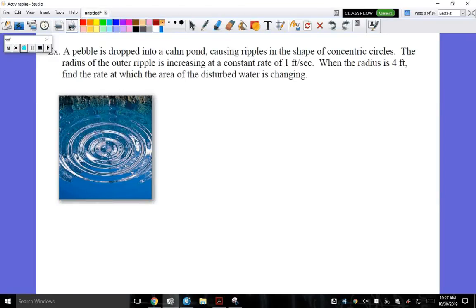So a pebble is dropped in a calm pond, causing ripples in the shape of concentric circles. These concentric circles, they're just saying circles that are kind of outside of each other. Okay? So the radius of the outer ripple is increasing at a constant rate of 1 foot per second.